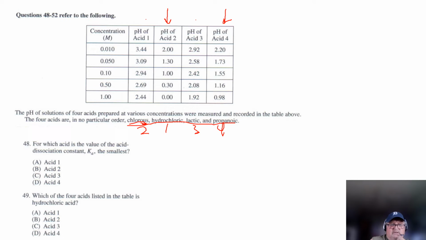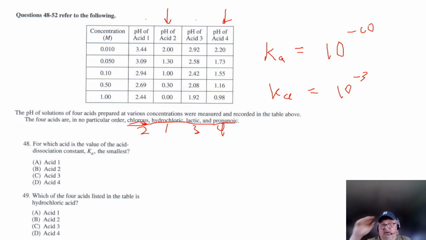The first question says, which acid has the smallest Ka? So if you think about this, let's just look at different Ka values. Let's say your Ka is 10 to the minus 10th, or another Ka is 10 to the minus third. And we have pH. Is there a relationship between pH and Ka? Yes, there is. We're just going to use a general rule of thumb here.